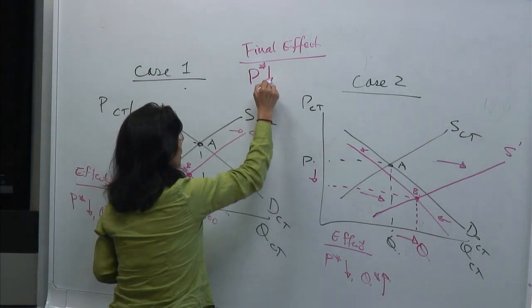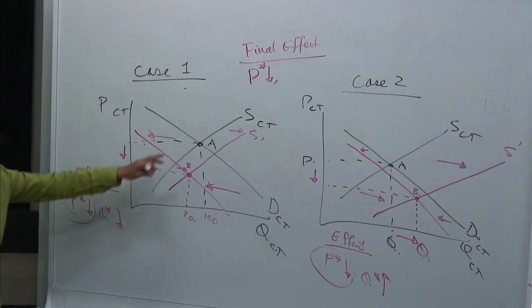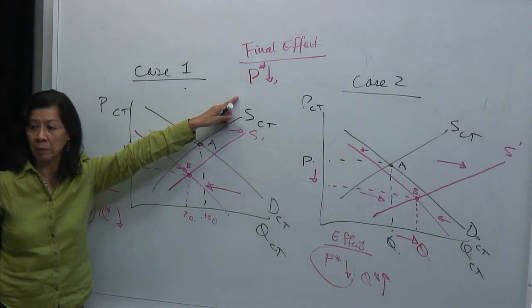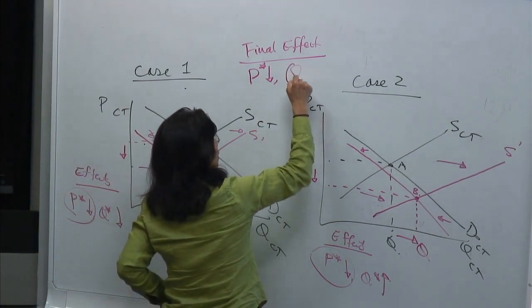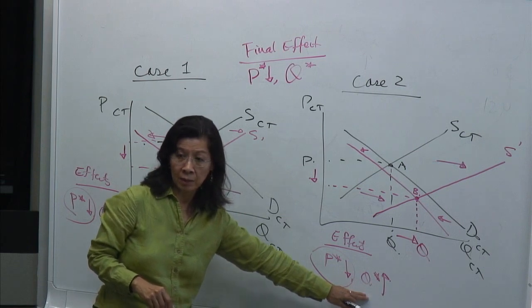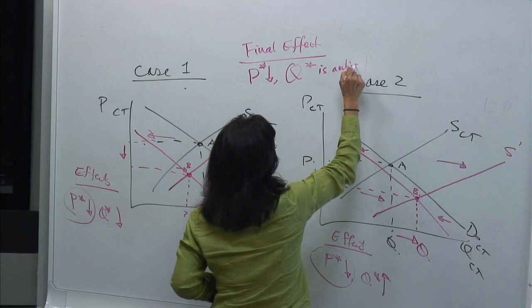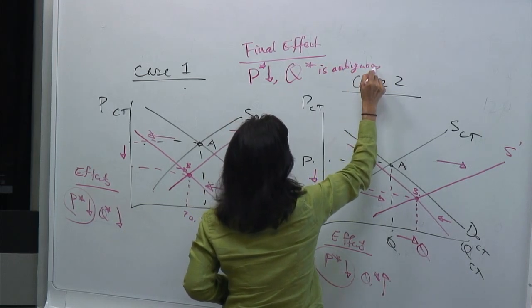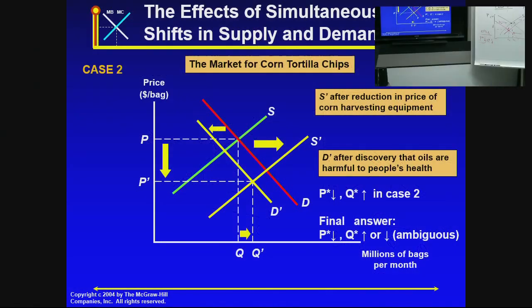So the final effects is, in both cases, prices have come down. So we say the final effect is the equilibrium price has come down. What about equilibrium quantity? In one case it's down, in another case it's up, correct? So we say it is ambiguous. So this is case 2, which is ambiguous.